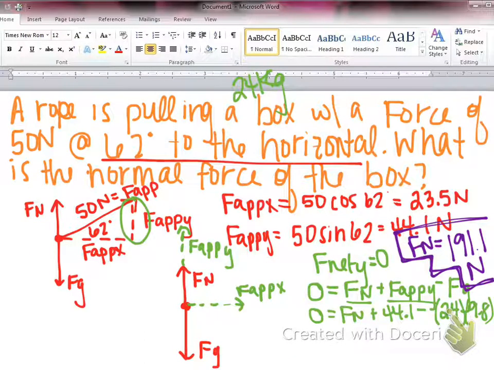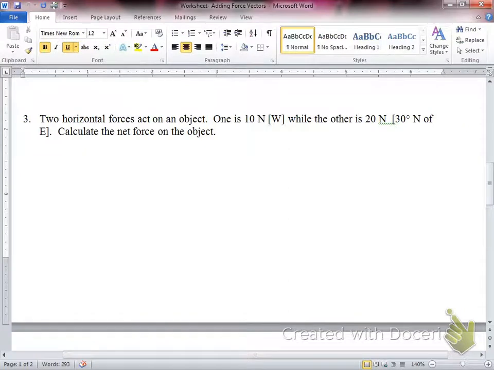So on the worksheet I handed out, this is number 3. Two horizontal forces act on an object. Here, I want you to envision a tug-of-war type situation. There's something hanging, and we've got two horizontal forces acting. In this instance, we're not concerned about gravity or the normal force because it's something suspended in midair. Can you imagine what I'm talking about, like a tug-of-war? So we've got two horizontal forces acting on our object.